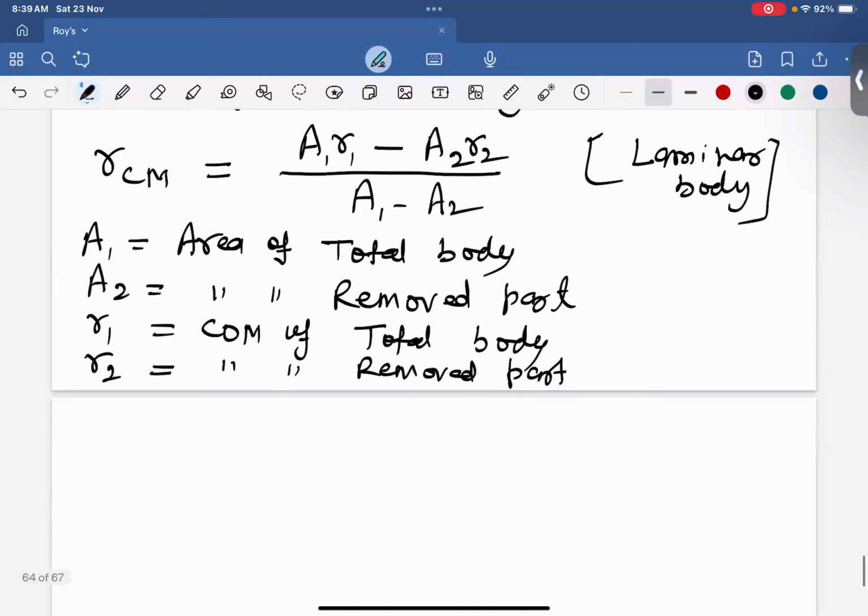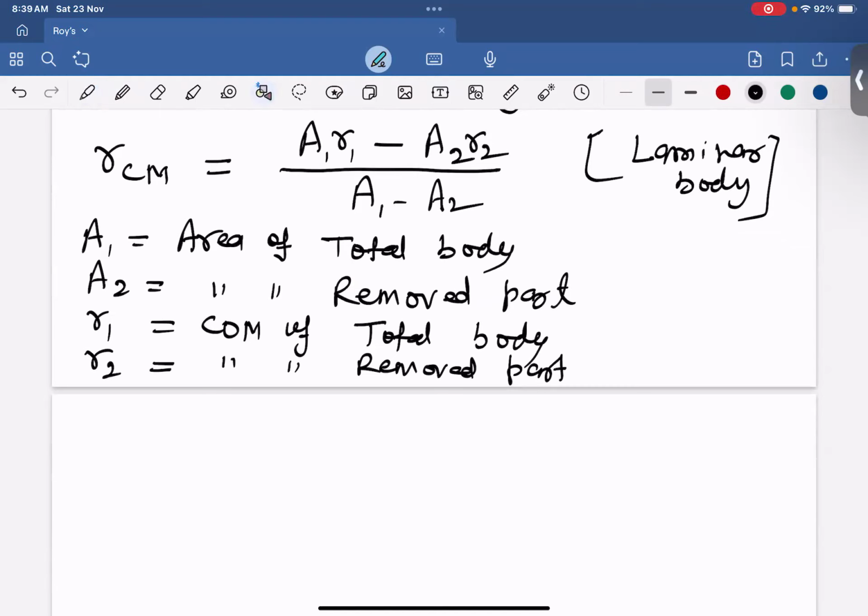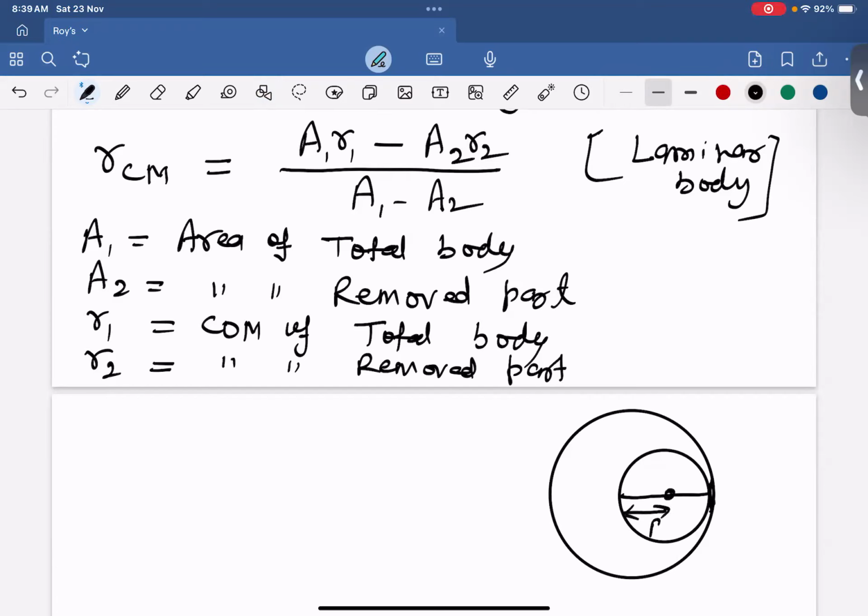I'll explain this formula with an example. Let's suppose I have taken a disc, and from this disc I have just removed this part. So the complete radius is R, and the removed part's radius is R by 2. The total radius is R, and it is a disc. A disc is a laminar body, so I am going to use this formula.